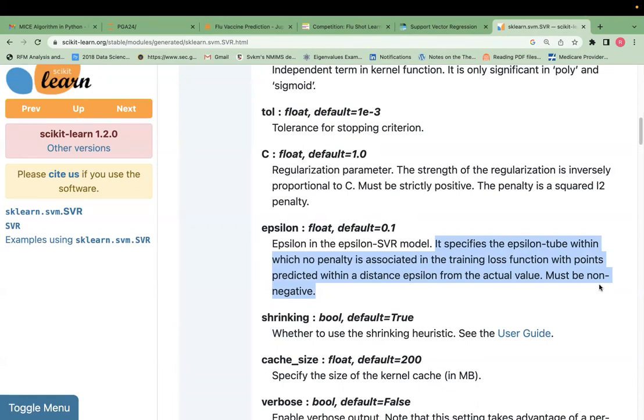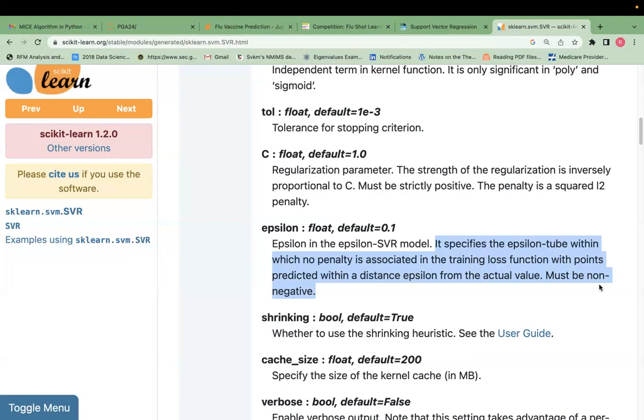See, what does epsilon say? There is no penalty associated with the training loss. That means if the residuals or the predicted values fall in that narrow range, they are assumed as correct predictions. If they fall outside this, they will be considered as errors. So in classification, we use the word margin. Here, we have the epsilon, which is a tube type of thing. Plus or minus 10% is the default epsilon in Python.